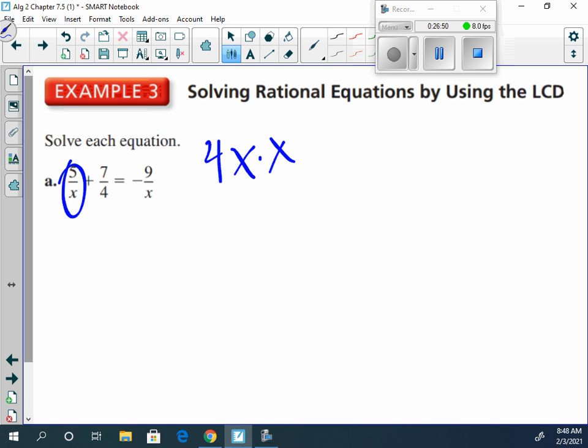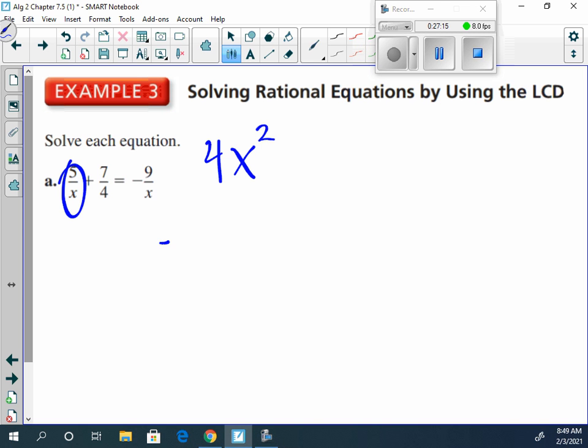But how many x's do I need total? Well, how many x's do I have here? How many 4's do I have here? How many x's do I have here? How many x's do I have in any of these here? How many do I need then?